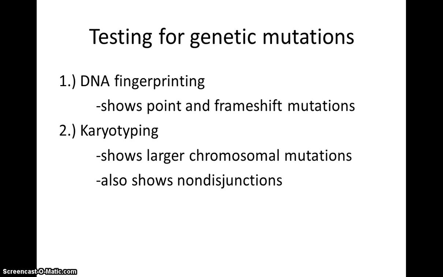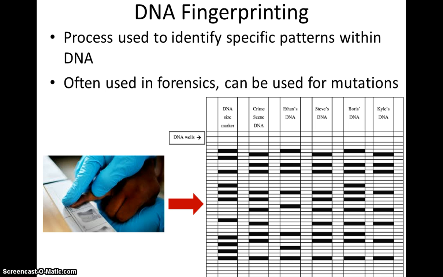Today, though, the focus of our lesson is to really think about how people actually test to figure out if there is a genetic mutation. And there are two main ways we're going to focus on. The first is DNA fingerprinting, and this helps see point and frame shift mutations in better detail. And then the second is karyotyping, which we're going to use for larger chromosomal mutations, like those deletions. And this will also let us see if a non-disjunction has occurred.